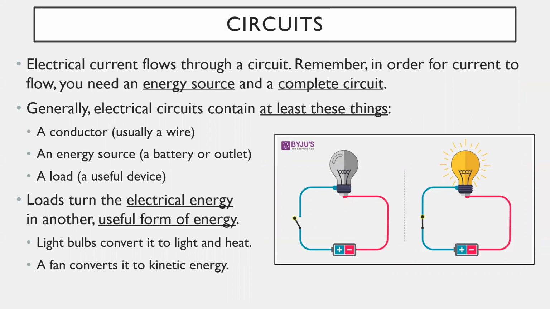Now, speaking of circuits, we're almost done here. Electrical current flows through a circuit. Remember, in order for current to flow, you need two things. You need an energy source, whether that's a battery or whatever, and you need a complete circuit. Okay, so in other words, an incomplete circuit is not going to result in an electric current. Now generally, electrical circuits contain at least three things, and these three things are pretty basic. Like, this would be a very simple circuit.